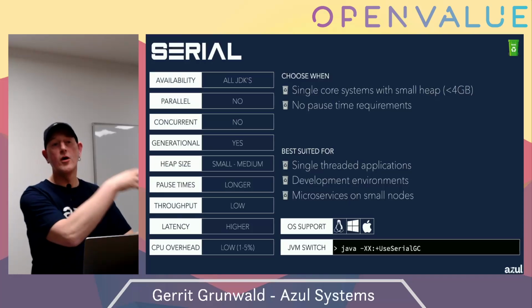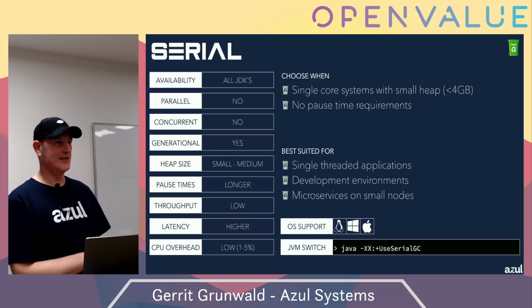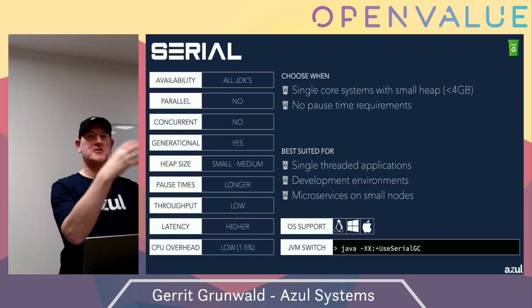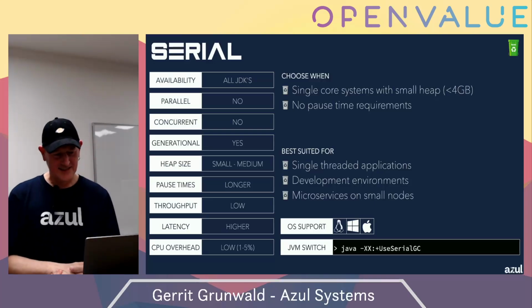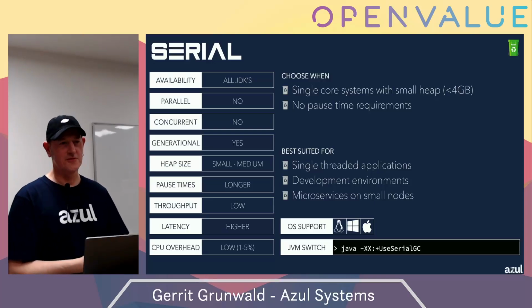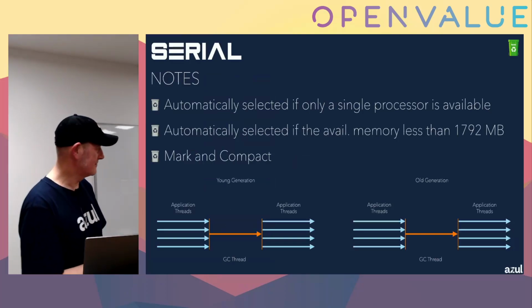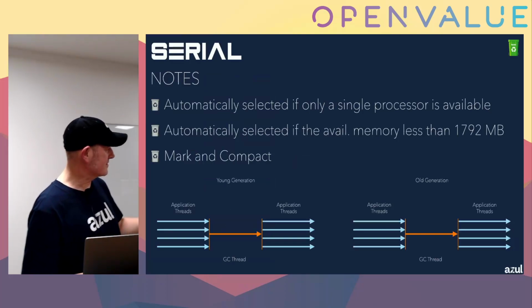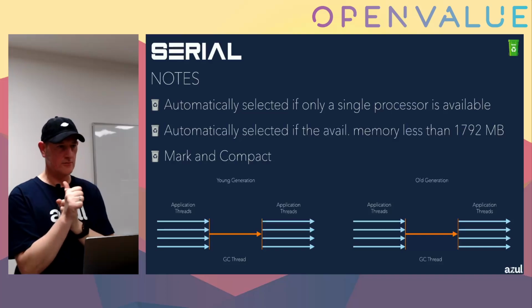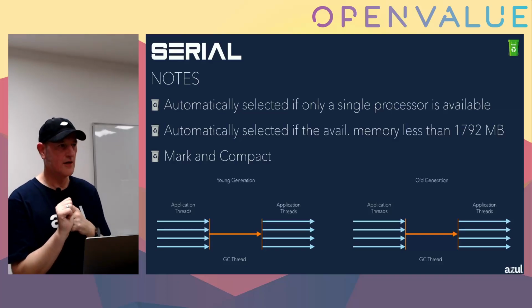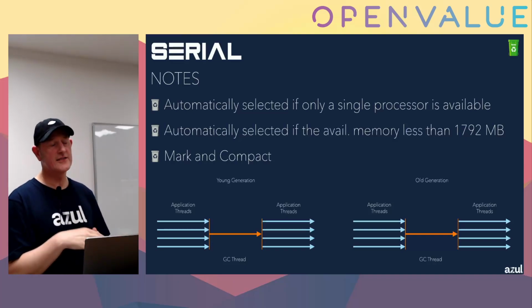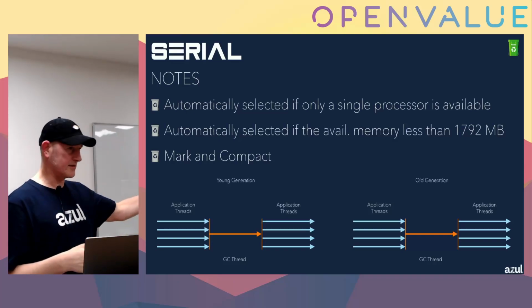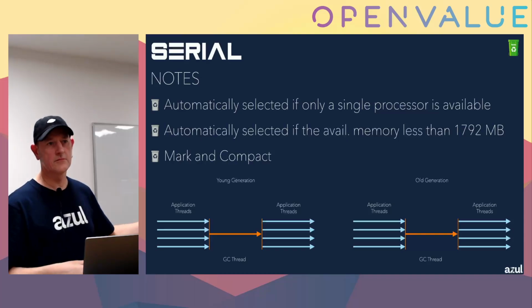Who's working with small microservices? Who has to decrease the memory size because it's so expensive? You have to keep it down. And then you run into this problem because this collector has two specific things. If you work with just one CPU on your node in your cluster, or if you have less than 1.8 gigabytes and you don't define a garbage collector, you will get this one, whether you like it or not.